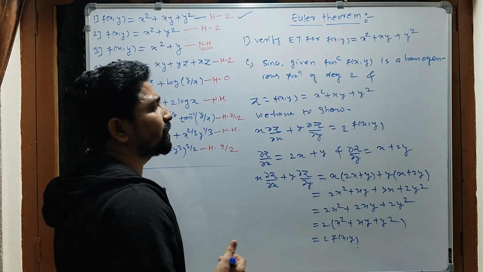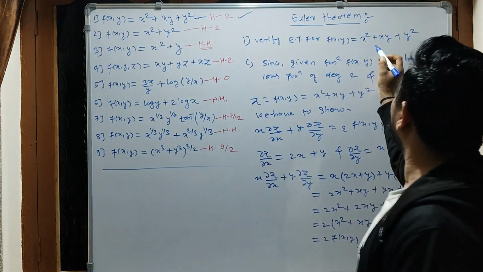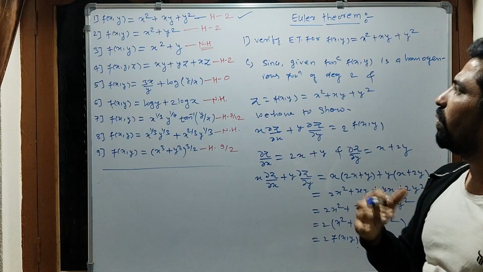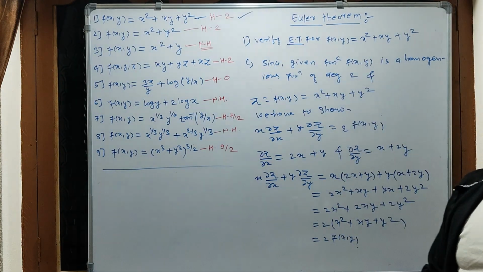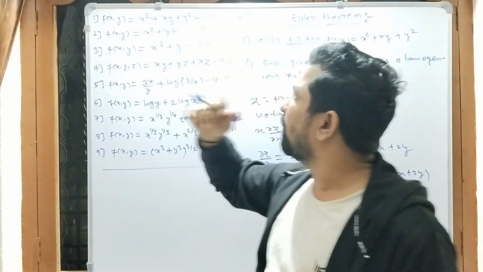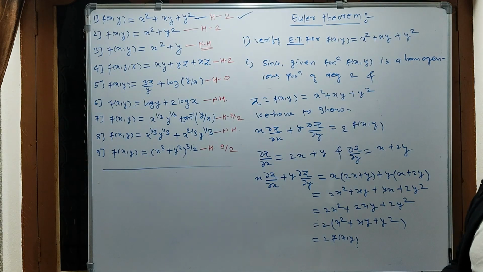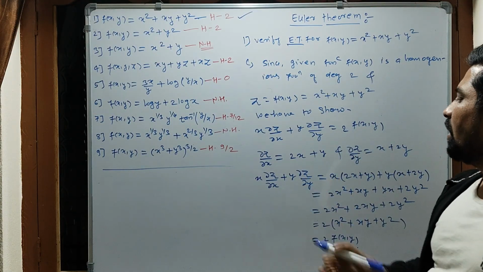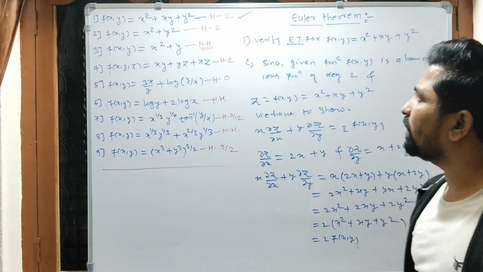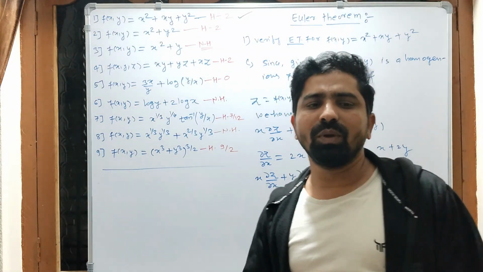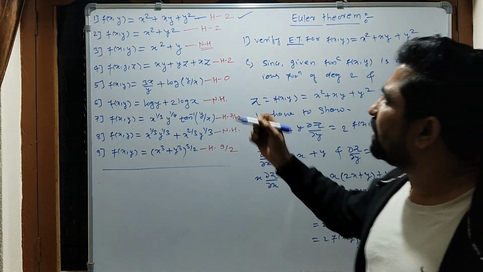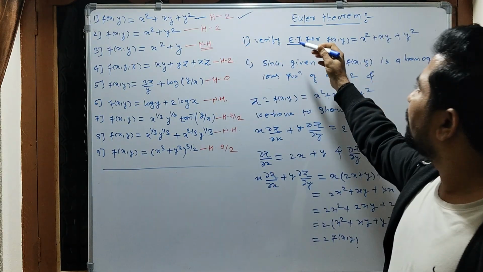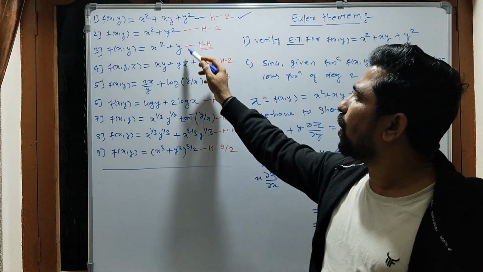Therefore the given function f of x comma y equal to x square plus xy plus y square verifies the condition of the Euler theorem. In the same way, I want to check whether my second function f of x comma y equal to x square plus y square satisfies the condition of the Euler theorem or not. For that purpose, my function should be a homogeneous function of some degree.